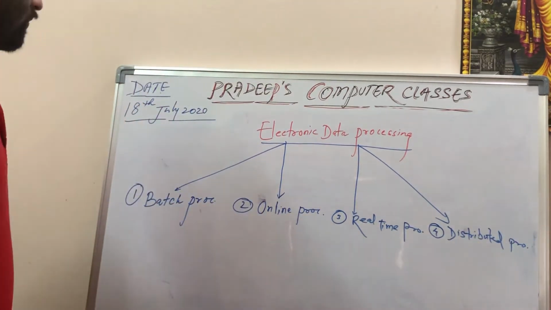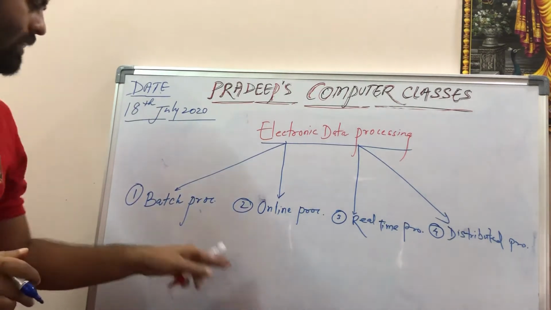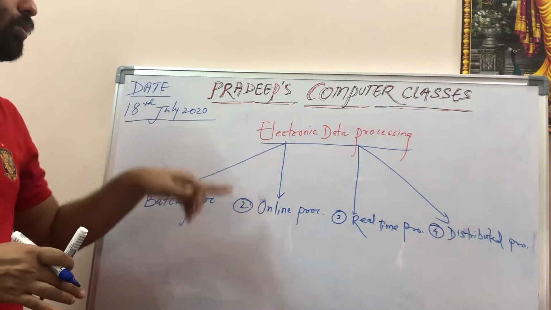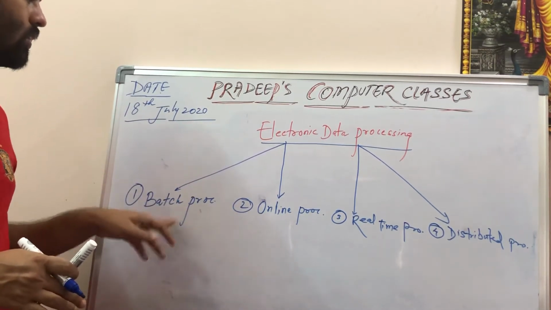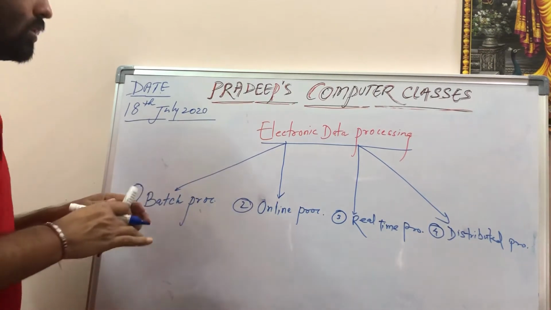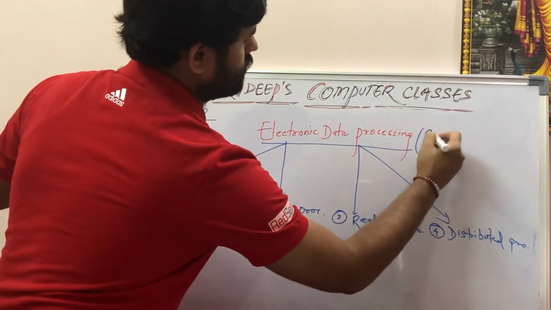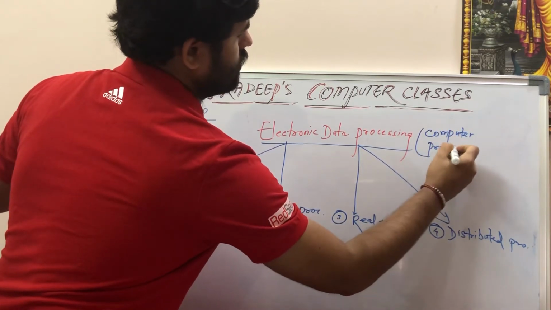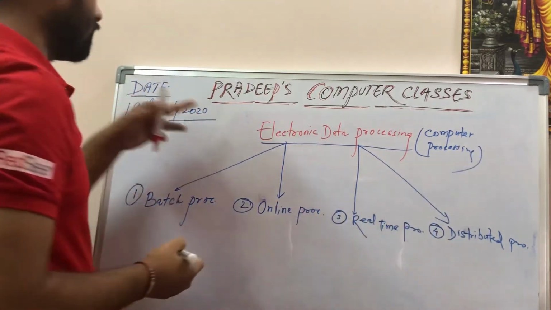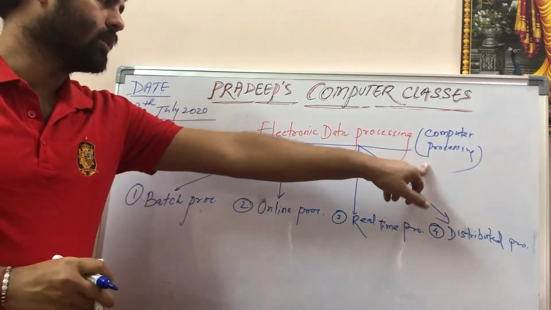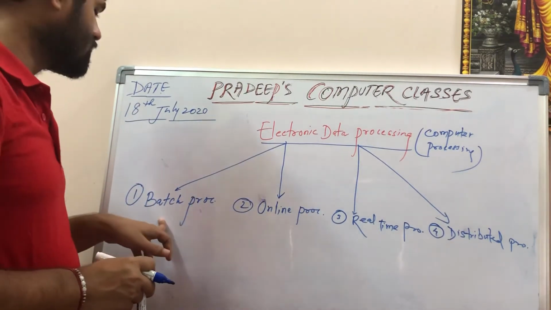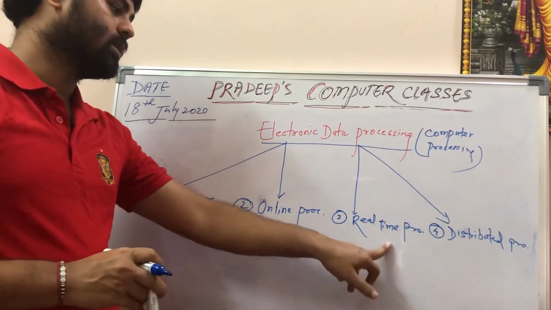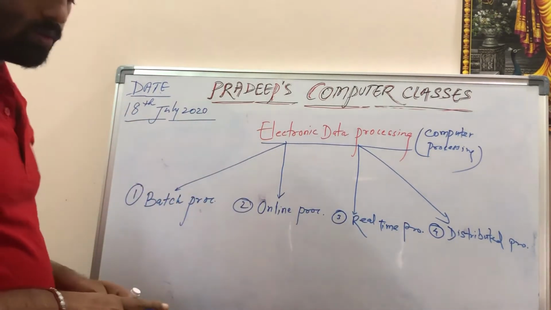Okay, so briefly I will explain this one. I will not go into very much detail, but understand this thing. This is also important. Electronic data processing means we are talking about computer processing. That means the computer is doing the processing in four ways: batch processing, online processing, real-time processing, distributed processing.